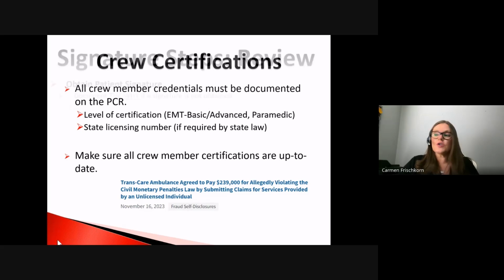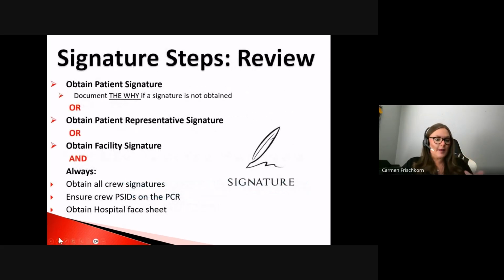All right. So just to recap really quickly, Section 1 is getting the patient's signature. If the patient is unable to sign because they're a minor, physically incapable or mentally incapable, it matches the rest of your report. Just put that Y on there and move on to Section 2, which is a patient representative. If there's no patient representative around or they're unable, unwilling, or in distress, just note that and move on to the facility. Get that receiving facility signature with their full name and their credentials along with their signature. And then always just make sure you have those crew signatures, make sure you have your PSIDs valid, update your continuing education early, and then get those hospital face sheets as applicable.